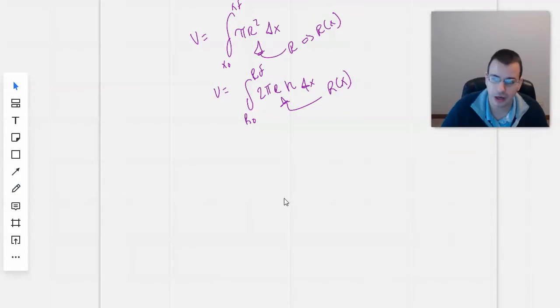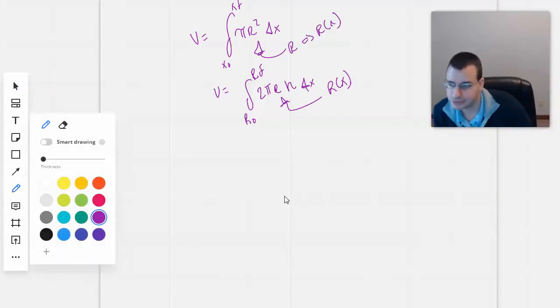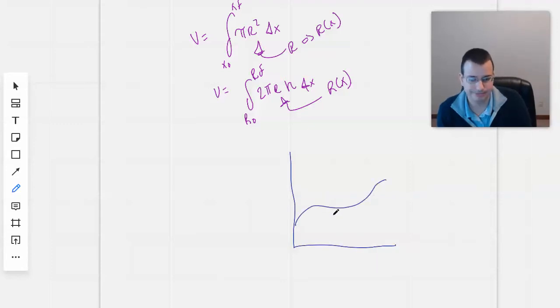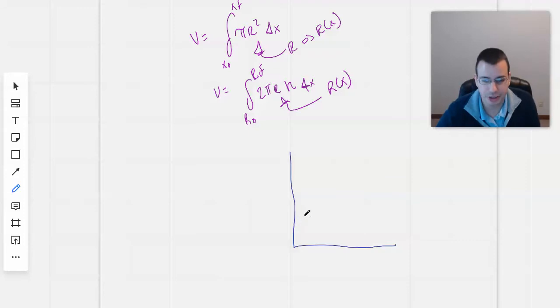Well, for lengths of curves, the concept we're going to go for here is: draw a little axis, draw a happy little curve. I want something a little bit more curvy. There we go.